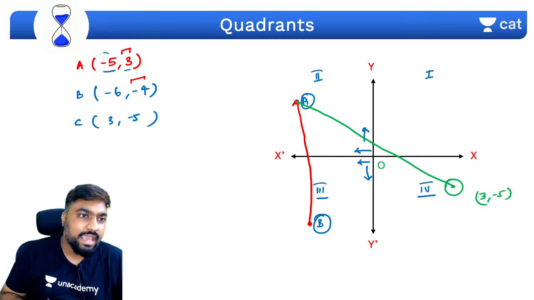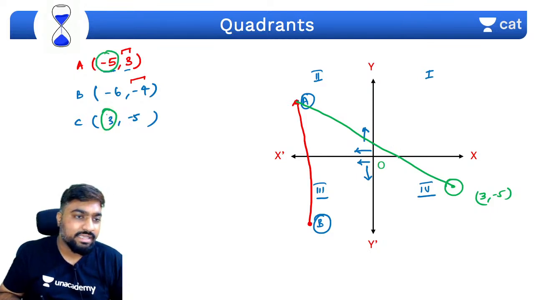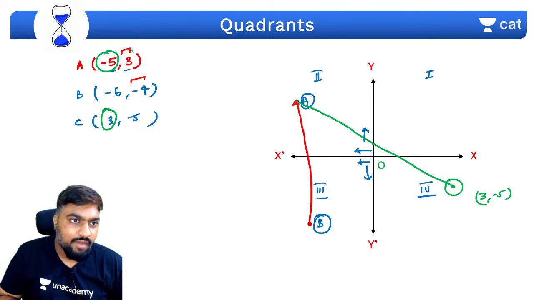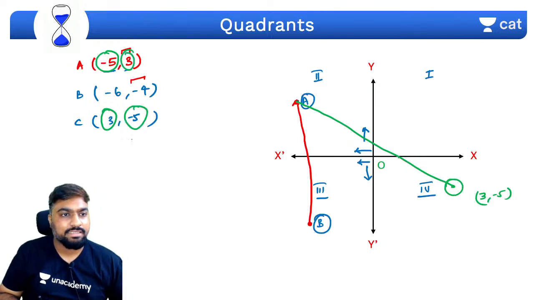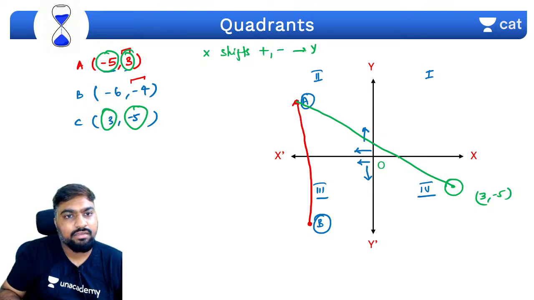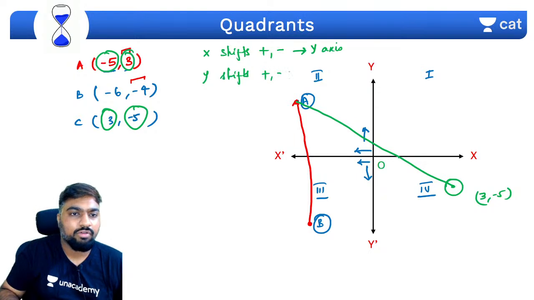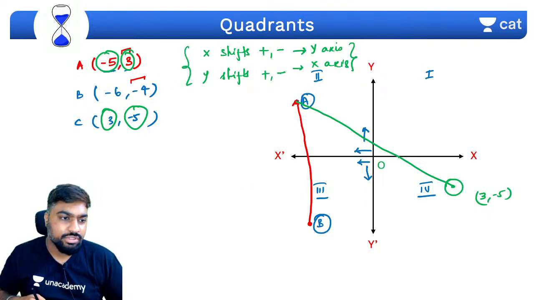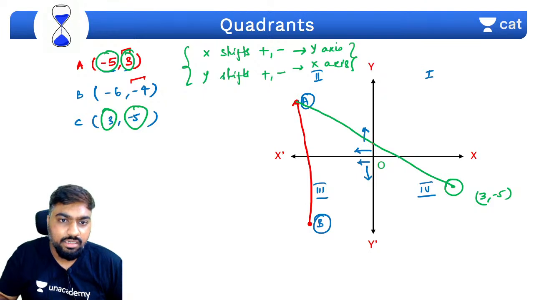Why? Because x negative से positive हो रहा है, that means y-axis को cross करेगा, y positive से negative हो रहा है मतलब x-axis को cross करेगा, समझ रहे हो? Yes, if x coordinate shifts positive to negative, then it will intersect the y-axis. Yes, if y coordinate shifts positive to negative or negative to positive, whatever, then it will intersect with the x-axis. Yeah, that means there will be a solution. There will be a solution here.